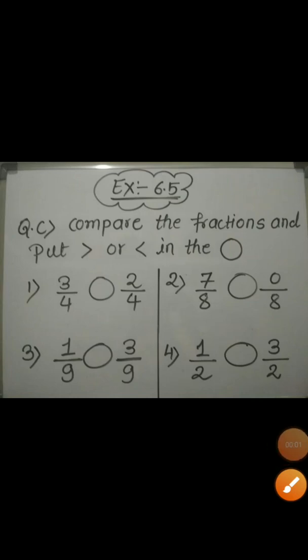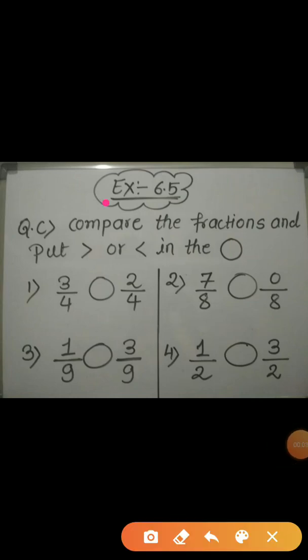Students, now I am going to discuss question number C of exercise 6.5. Compare the fractions and put greater than or less than symbol in the circle. See the first one. Let us compare the fractions 3 by 4 and 2 by 4. They are like fractions as they have the same denominator.